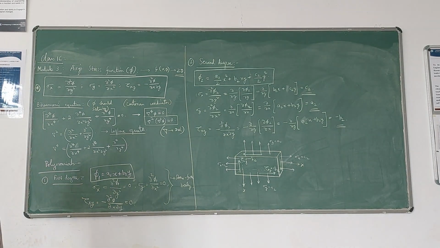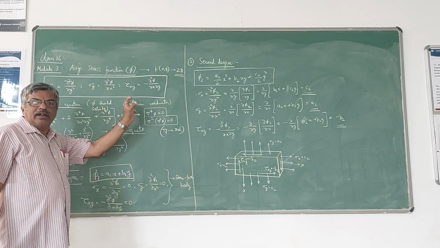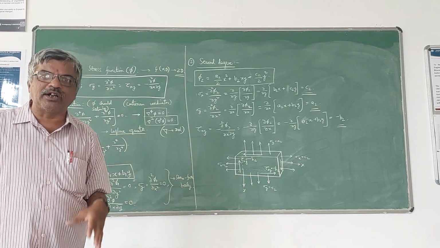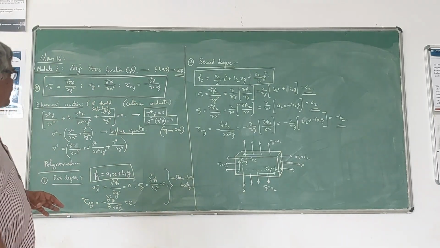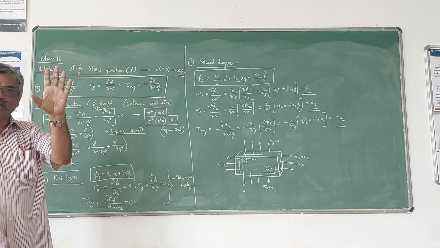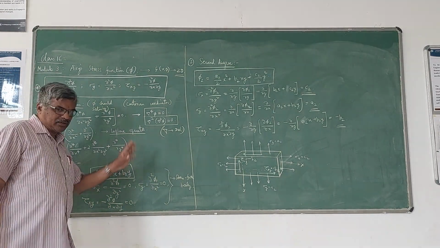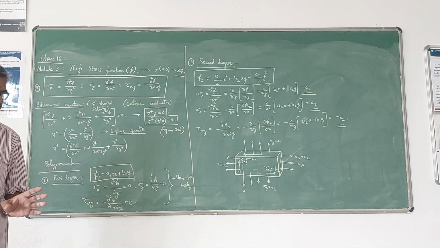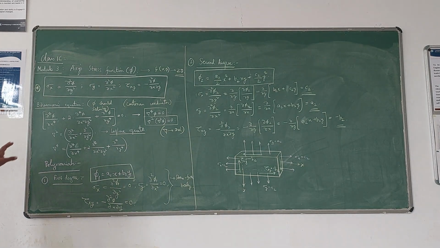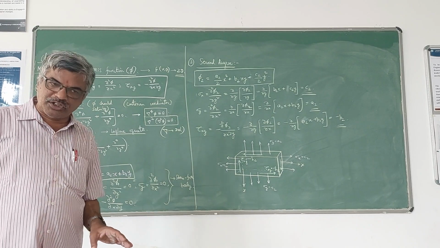Once you prove that, then using these three relationships, you can always find out the stress components in a two-dimensional stress system, which are nothing but sigma x, sigma y, and tau x y. Now let us take some examples for understanding the stress function. Phi is normally expressed as a polynomial function.